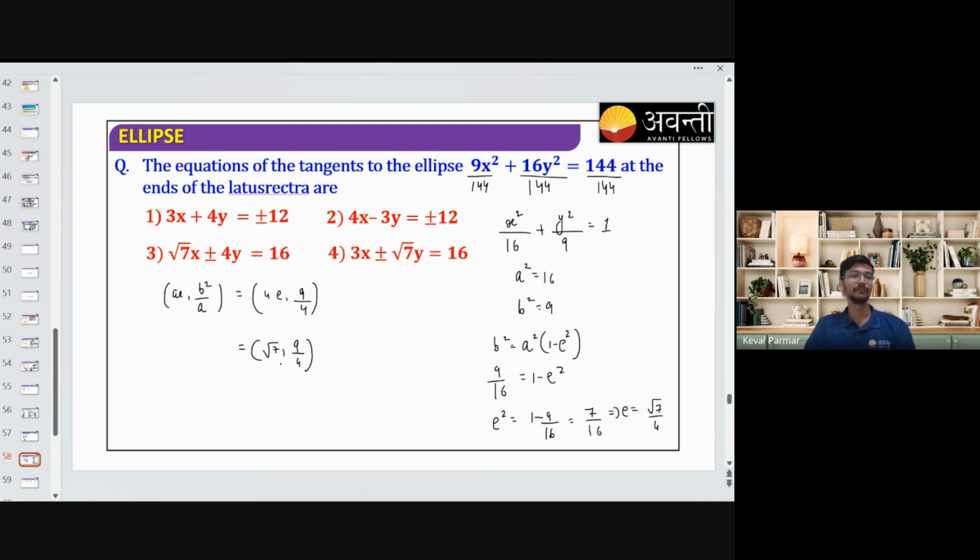So if this is one of the ends of latus rectum, that means it is in the first quadrant. The other will be in the fourth quadrant. That means root 7, comma minus 9 by 4. Right? So at these points, we have to find the equation of tangents. How to find the equation of tangents at these points? I hope you know. This is the equation of ellipse. We replace x square by x into x1.